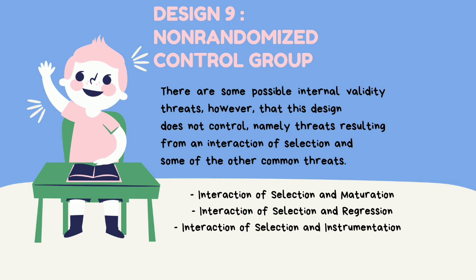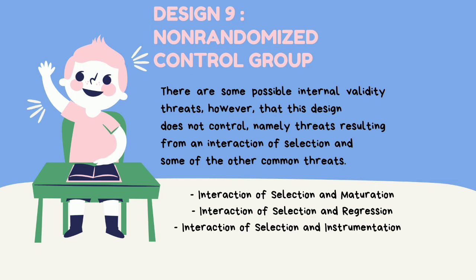There are, first, interaction of selection and maturation. The problem arises when the two groups differ in their propensity to maturation. If one of the selected groups is more subject to maturation than the other, you have an interaction of selection and maturation to threaten internal validity.